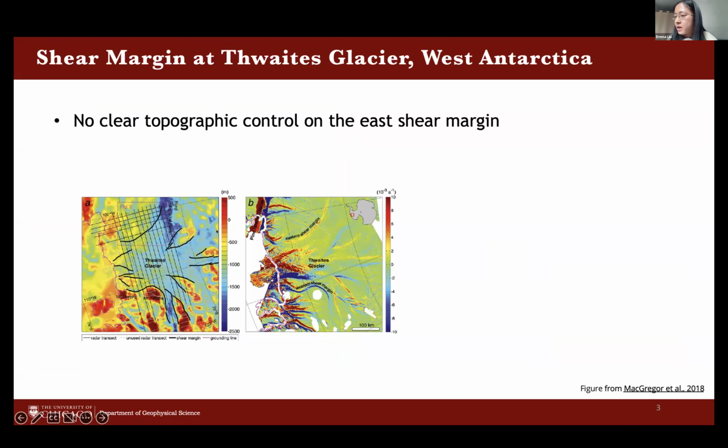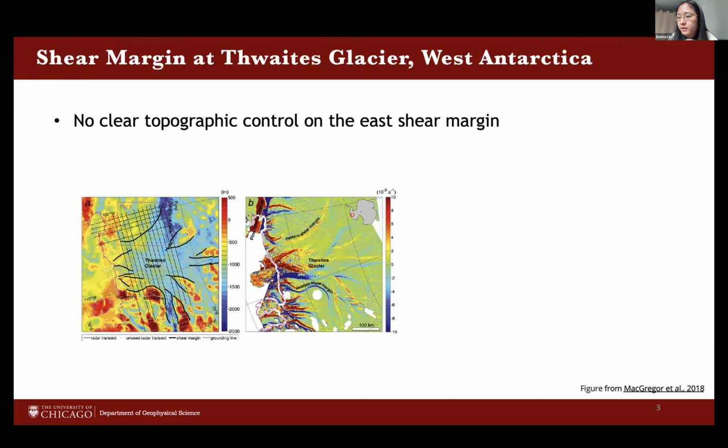So some of the previous study look at the bed across this margin and found there's no major change in bed topography or roughness between the inside and the outside of this shear margin. And this suggests that the current day location of the shear margin is not strongly controlled by local bed topography. And that raises an important implication, which is this margin may be susceptible to migration.